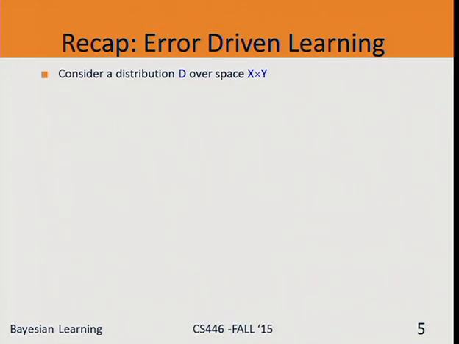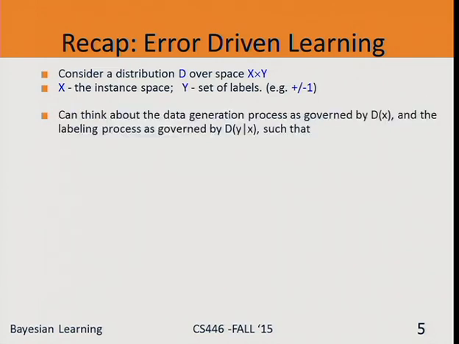We looked at a distribution D over the space X cross Y, where X is the instance space and Y is the set of labels, for example, plus or minus one. We could think about a process that generates the data for us, the examples, where there is some distribution D that is unknown to us that generates the instances X, and then there is some other process, a labeling process, that governs the generation of the labels, and we can say that this is the distribution of Y given X. So overall, there is some joint probability distribution over X cross Y that is written this way.